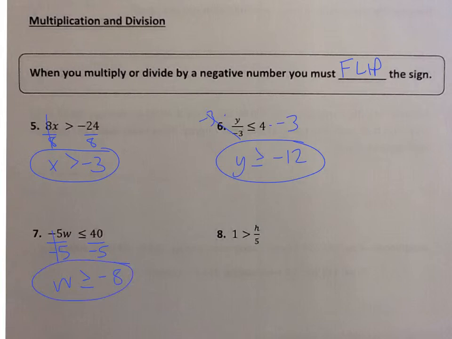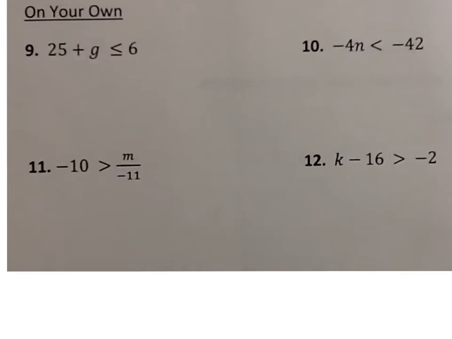Number 8, to solve for h, we would multiply by a positive 5. And since 5 is positive, we do not flip the sign. However, h is on the wrong side, so we are going to flip the sign to turn the inequality around. Go ahead and do these on your own. Pause the video.